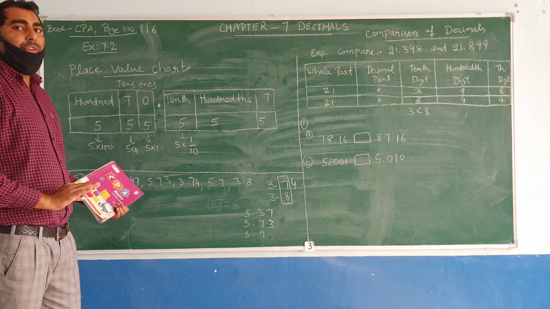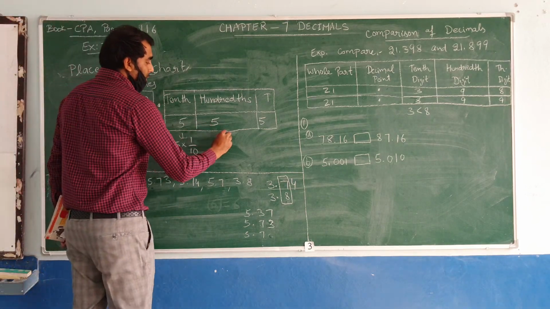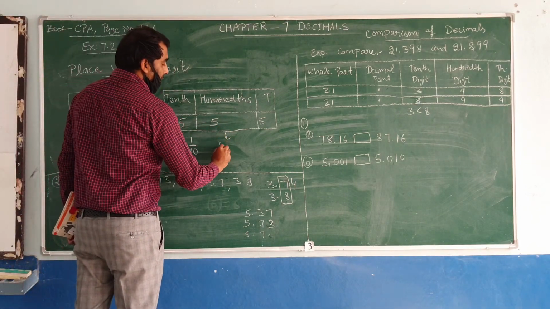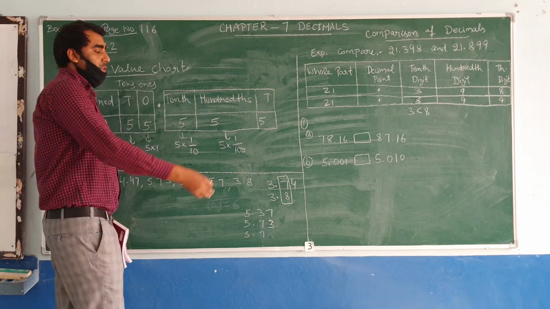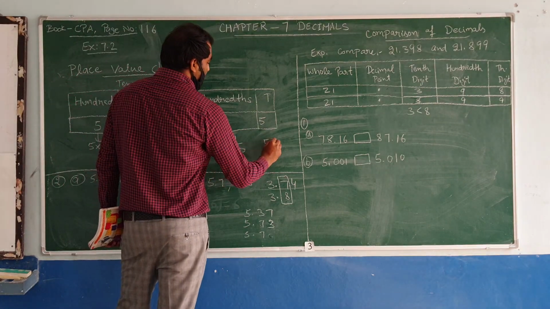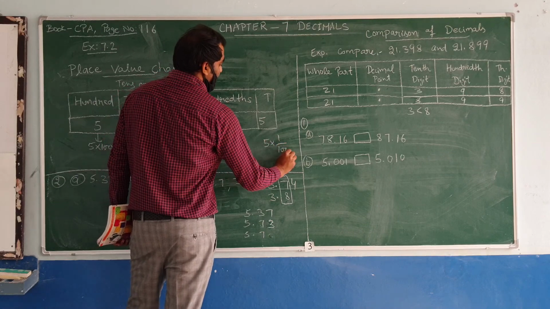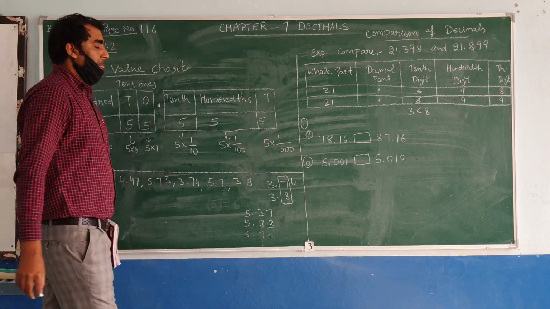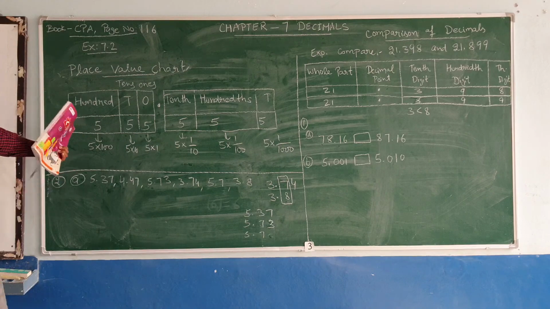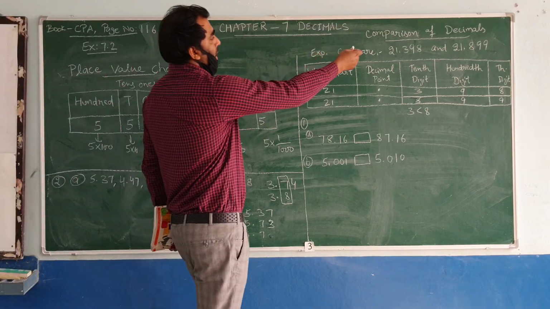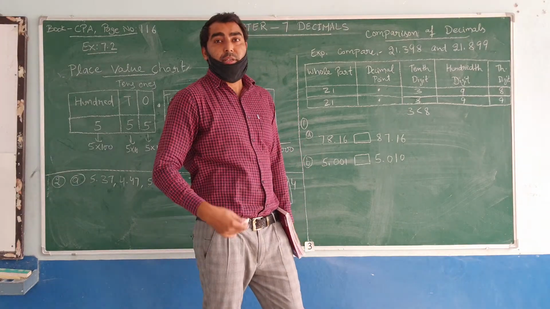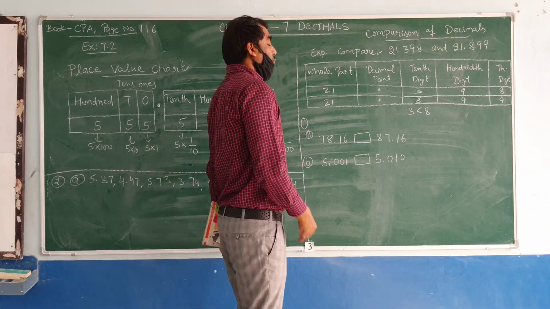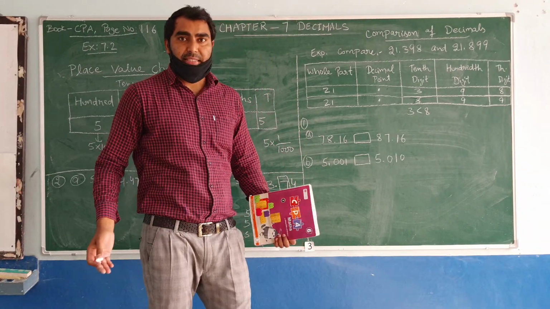Okay. Actually, we have done this. Hundredths means 5 multiplied by 1/100. Thousandths means 5 multiplied by 1/1000. Okay. So now come to Exercise 7.2, comparison of decimals. We will check which is greater, which is lesser.